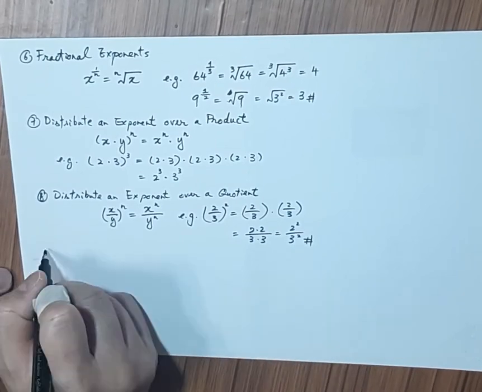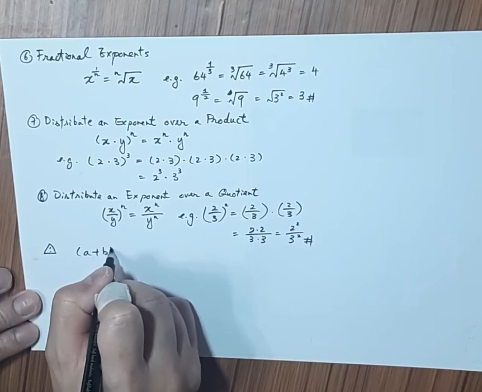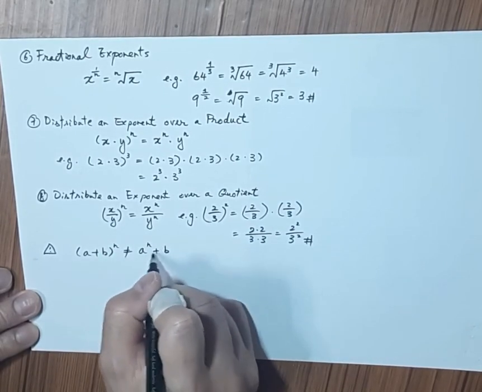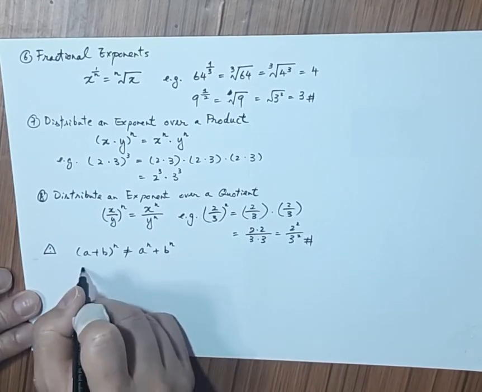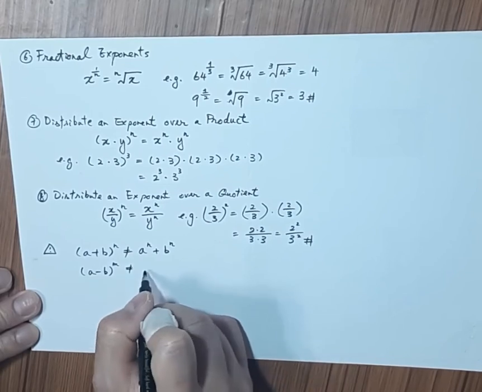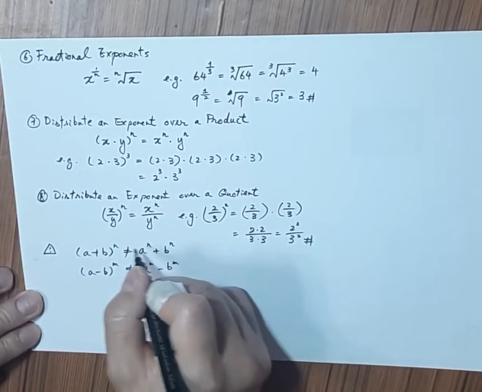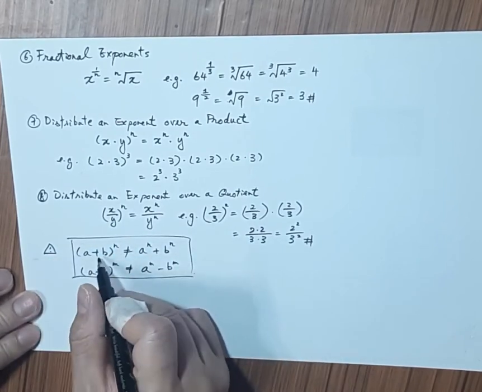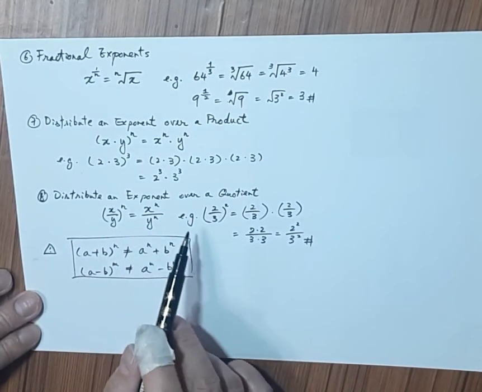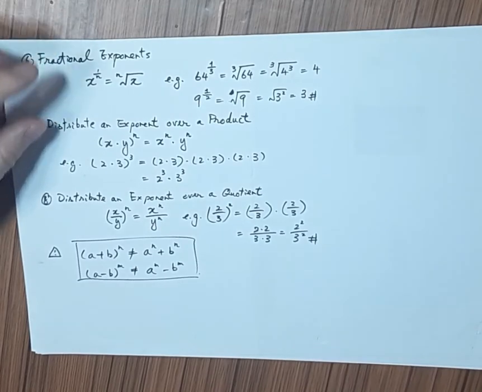And finally, we must be very careful. If we have a plus b to the power of n, it is not equal to a to the power of n plus b to the power of n. And if we have a minus b to the power of m, it's not equal to a to the power of m minus b to the power of m. We must be very careful with addition and subtraction because we cannot distribute an exponent over an addition or subtraction.